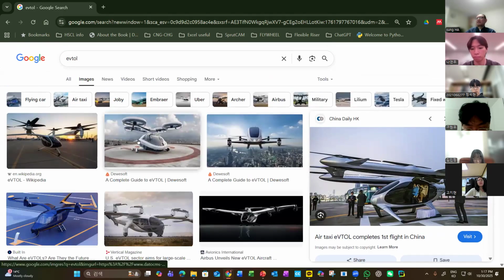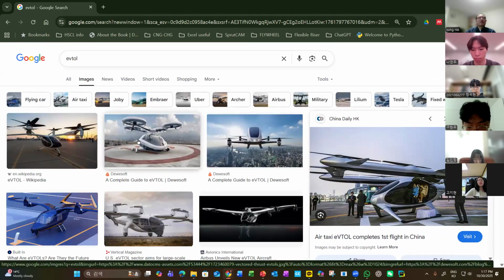So by the time you graduate and go out to industry, I hope that these structures are approved, then certified, and really fly. We hope that they are in service very soon.